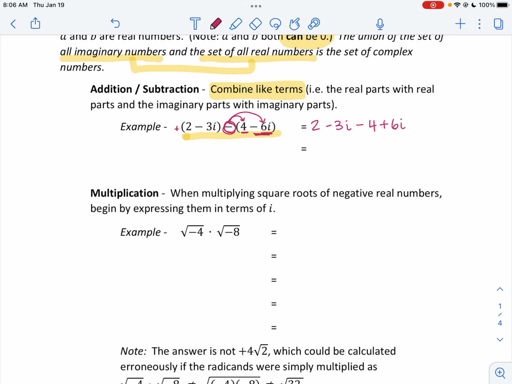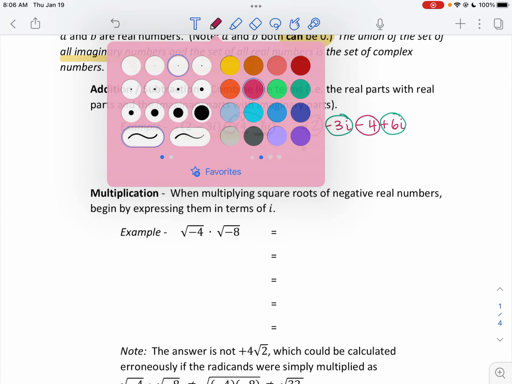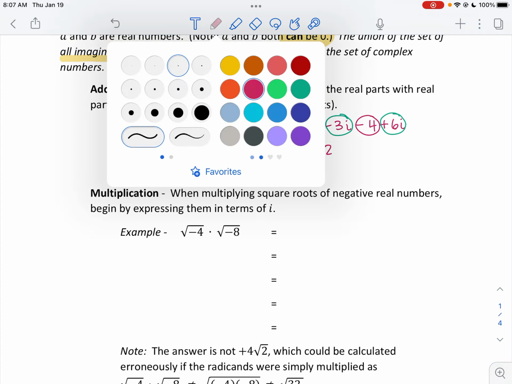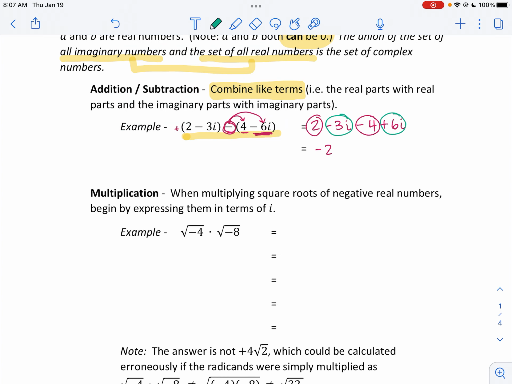Okay? And then we're going to combine like terms. So real with real, and then imaginary with imaginary. Okay? So the real terms are going to be together -2, and imaginary ones are going to be positive 3i. And that's it. That's how you add or subtract.